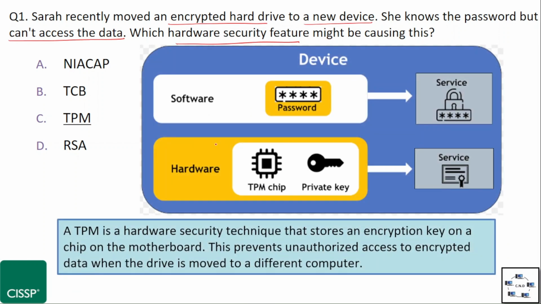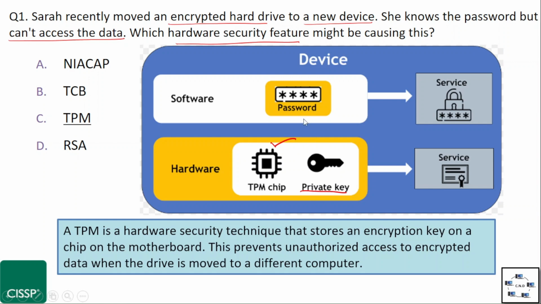So what is TPM? TPM is basically a hardware chip that is embedded inside the device such as the computer motherboard. And when you encrypt a hard drive or data with this TPM, then this can be decrypted with the same TPM or with the same private key. So when Sarah moved the hard drive from the original computer that has the TPM chip to another computer, she cannot decrypt it unless she uses the same TPM chip, and you cannot remove the TPM chip from the motherboard. Also, you cannot extract that private key.